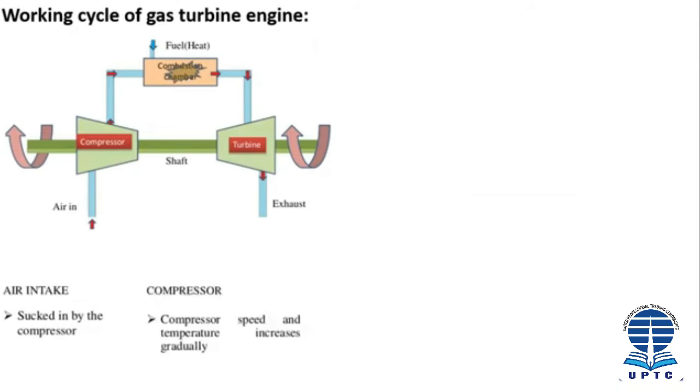Working cycle of a gas turbine engine. As you can see in the diagram below, this is the working cycle of a gas turbine engine. First, the air is sucked in by the compressor through the air intake. In the compressor, the air is compressed, and so the pressure, speed, and temperature of the air increase gradually.